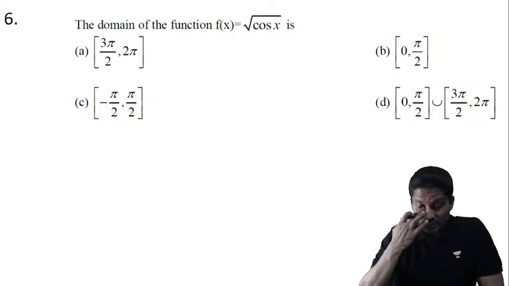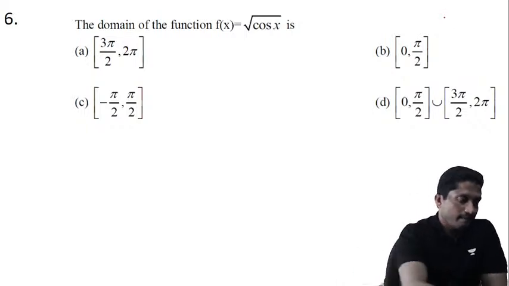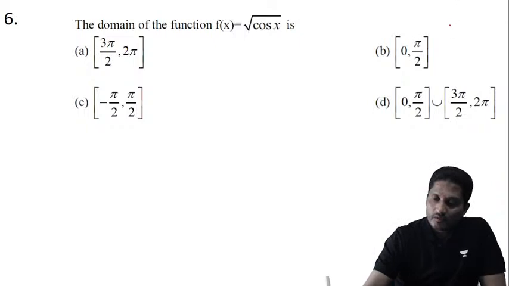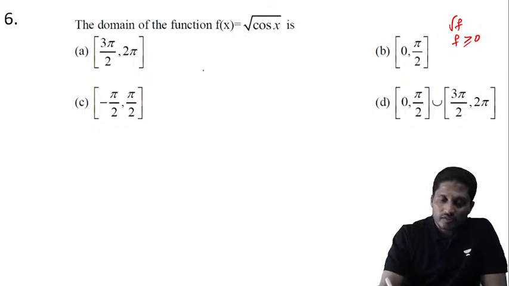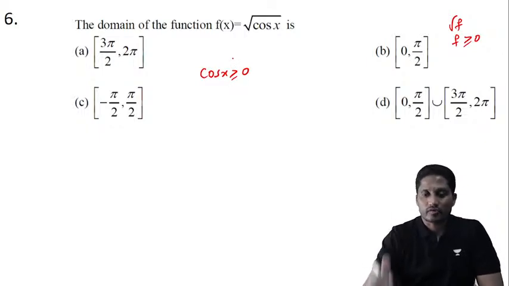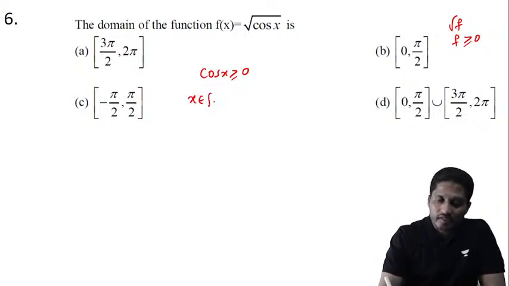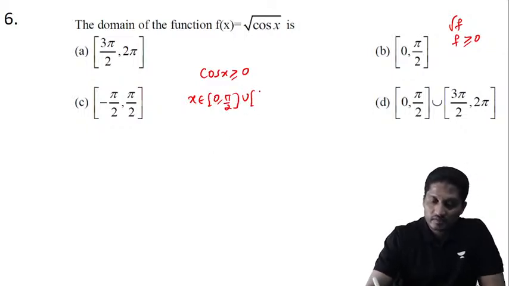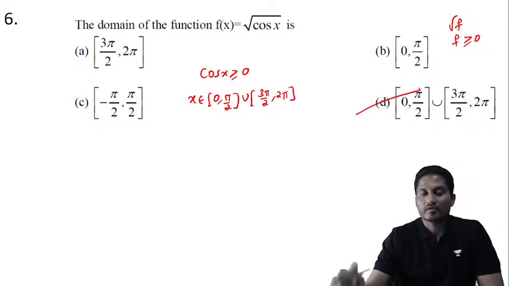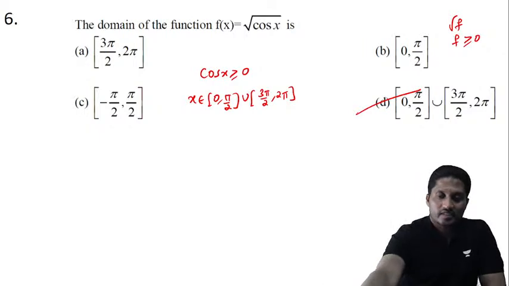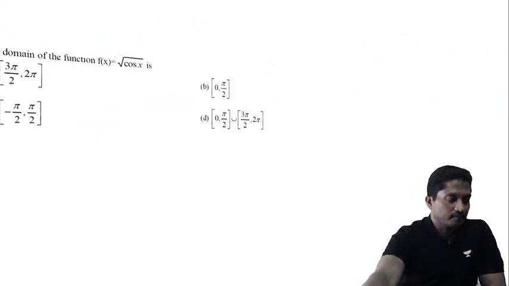What is the domain of root cos x? See, actually root f is defined when f is greater than or equal to 0, right? So root of cos x is defined when cos x is greater than or equal to 0. Cos is positive in the first quadrant and fourth quadrant. X belongs to the first quadrant is closed interval 0 to pi by 2. And the fourth quadrant is closed interval 3 pi by 2 comma 2 pi. Okay, answer is option D only. Closed interval 0 pi by 2 union 3 pi by 2 comma 2 pi. D only, guys. Let's move to the next question.